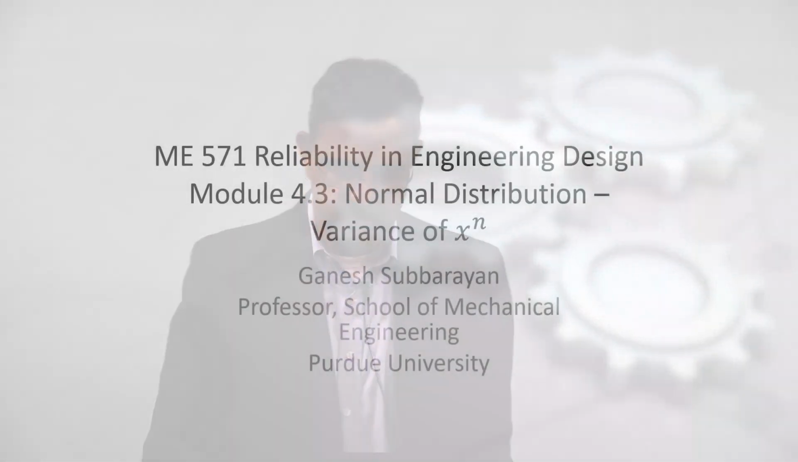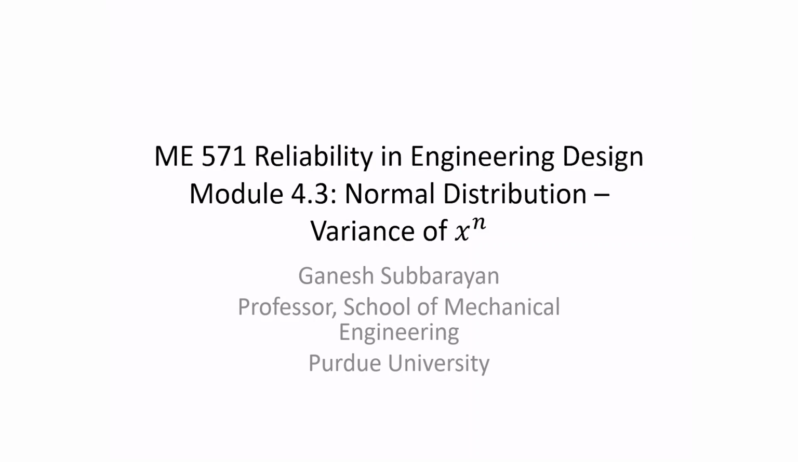We'll start with x squared, and we'll see that the variance of x squared in turn depends on the expected value of x to a higher power, x to the power 4, it turns out. And therefore, the variance calculation quickly becomes more and more complicated.